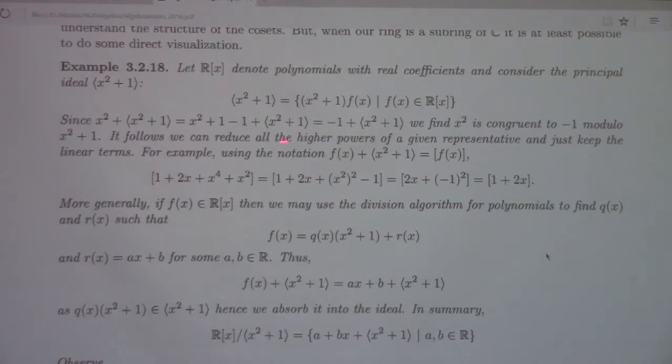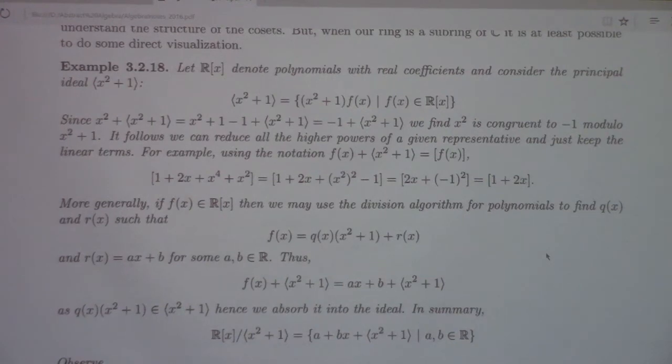So here's an example. You could do this simplification. If I have 1 plus 2x plus x to the 4th plus x squared, I can think of x to the 4th as x squared squared, right? And so what I really have is 2x plus minus 1 squared. These cancel, right? And so lo and behold, this messy thing is actually just 1 plus 2x, right?